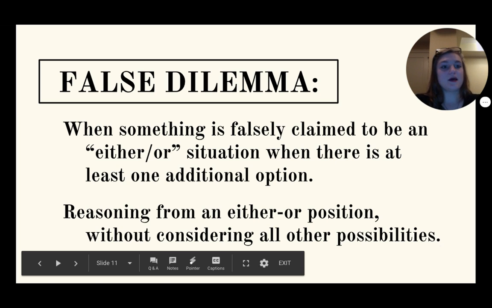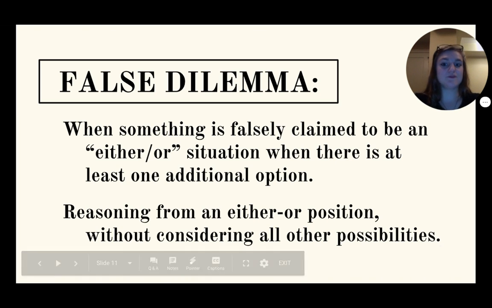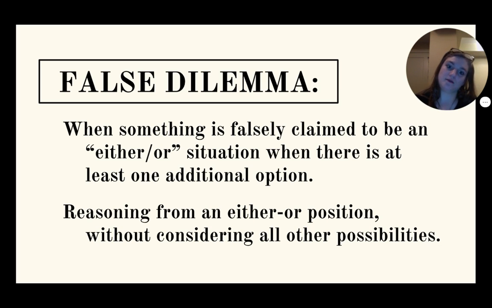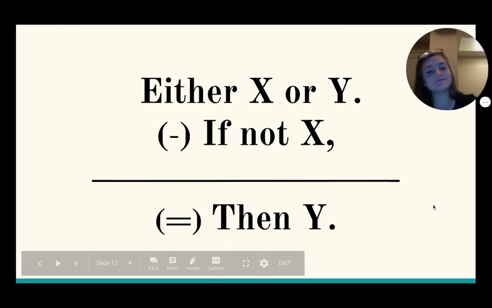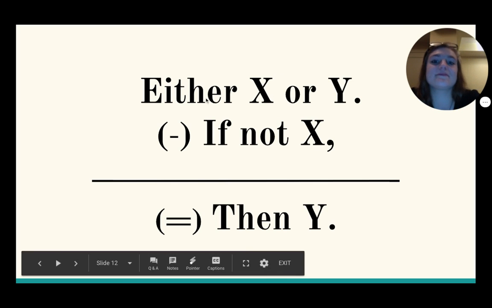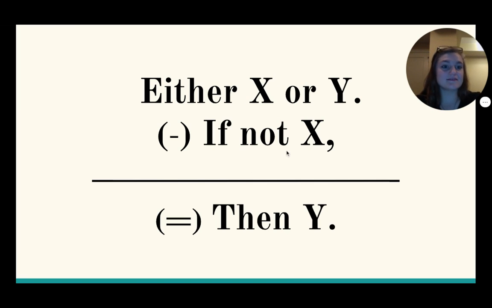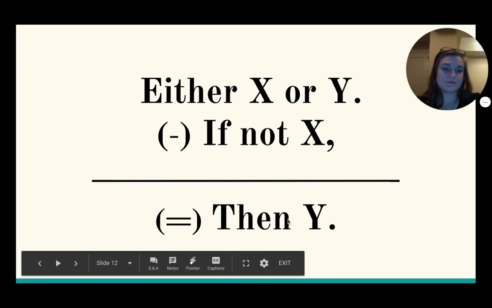So a false dilemma is when something is falsely claimed to be an either-or situation, when there is other options available. So here's my mathematical formula. It's either X or Y, either or, one or the other. And if it's not X, then it must be Y. Same thing goes the other way. If it's not Y, it must be X.